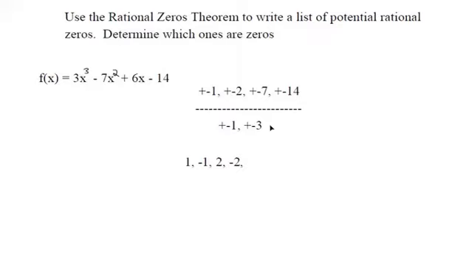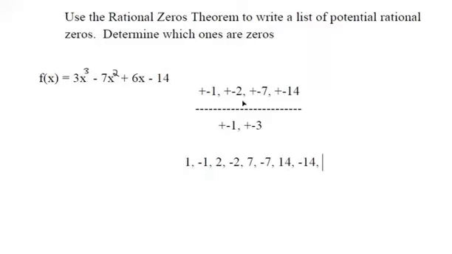Positive 7 divided by positive 1, that's 7. Negative 7 divided by positive 1, that's negative 7. Positive 14 divided by 1, negative 14 divided by 1. Okay, so I've compared every possible top number with positive 1. Now I need to go back and do it again for negative 1. So positive 1 divided by negative 1 makes negative 1, but I'm not going to write that one down because we've already got that in our list. And then if I do negative 1 divided by negative 1, I get positive 1. That's another redundant one, so we don't need to write that down.